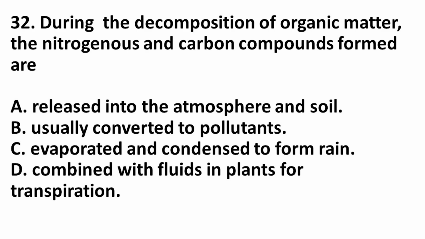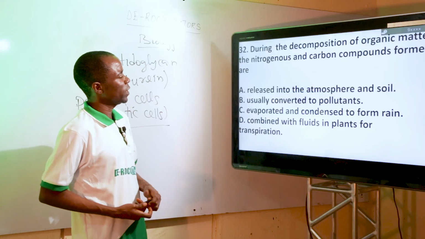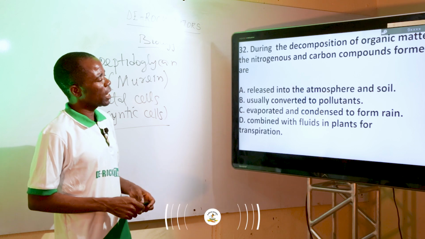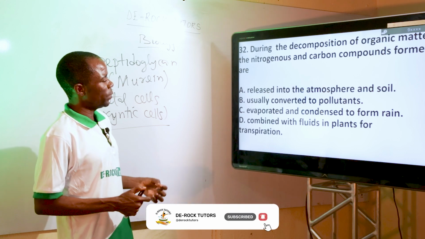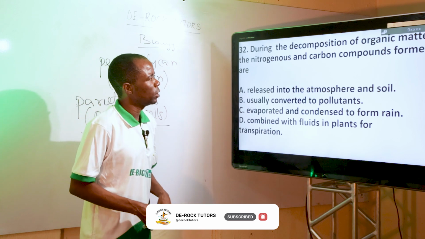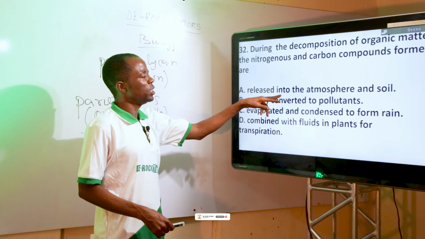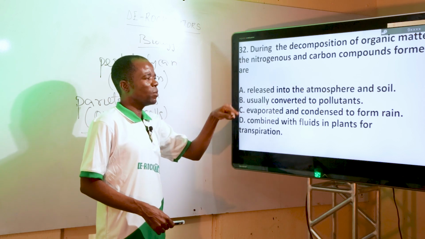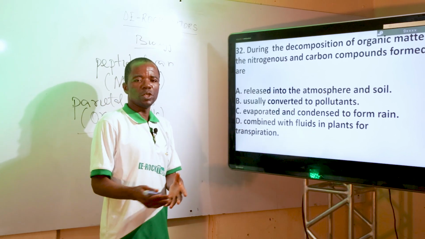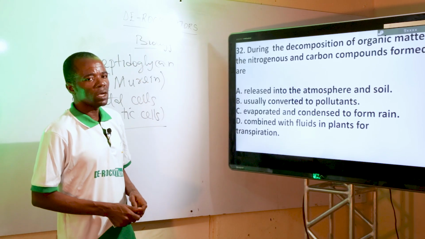In the decomposition of organic matter, the nitrogenous or carbon compounds formed are dash. A. Released into the atmosphere and soil. B. Usually converted to pollutants. C. Evaporated and condensed to form rain. D. Combined with fluid in plants for transpiration. The correct answer for this is option A. Organic matter and nitrogenous waste and carbon compounds are always released into the atmosphere, and some of them are released into the soil as nutrients to be used by plants. So the correct answer for number 32 is definitely option A.